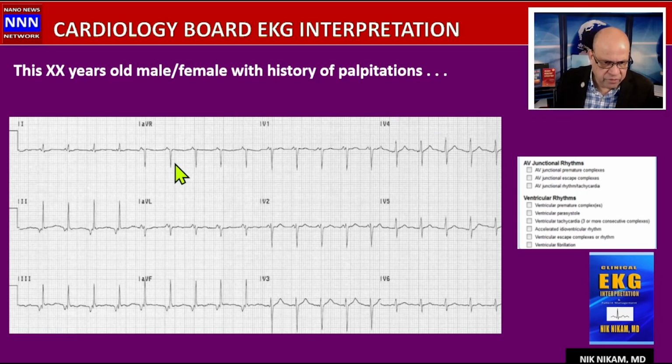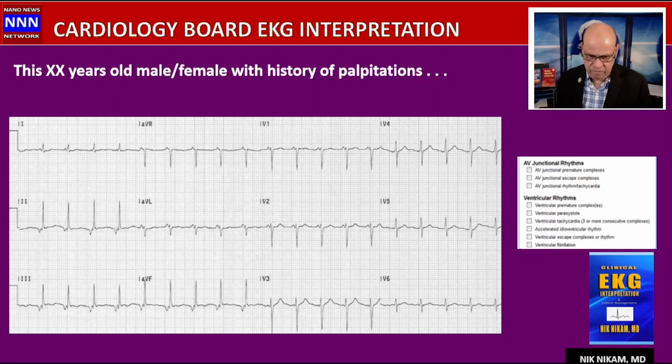And here we have a rhythm; let's look at the rate here. It's 1, 2, 3, that's 100, 150, about 125 to 130. So the rate is 125 beats per minute. So this is tachycardia. When the rate is 125, we have to think about paroxysmal atrial tachycardia with 2-to-1 conduction, or sinus tachycardia, or atrial tachycardia, or junctional tachycardia. If this is atrial tachycardia, you would expect the PR interval to be normal or close to normal, but here you have a very short PR interval, which makes us suspect this is junctional tachycardia.